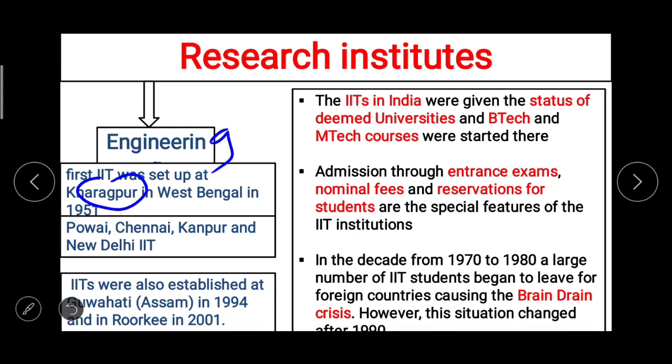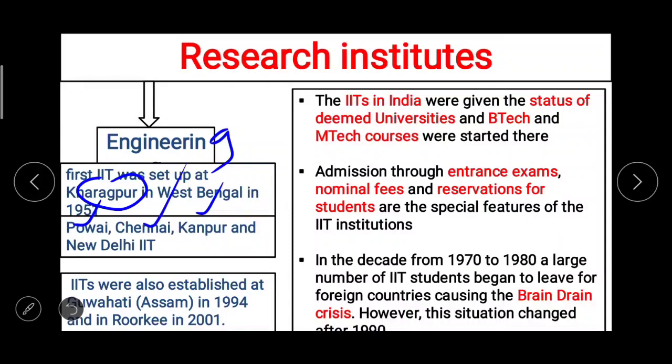So the engineering colleges at Powai, then at Chennai, Kanpur and New Delhi were converted into IITs. The Soviet Union, America, Germany and the UNESCO all extended help to set up these institutes. So basically the first one was Kharagpur in West Bengal, and then New Delhi, Powai, Chennai, Kanpur. But in setting up all these institutes, the Soviet Union, America, Germany and the UNESCO helped India a lot.